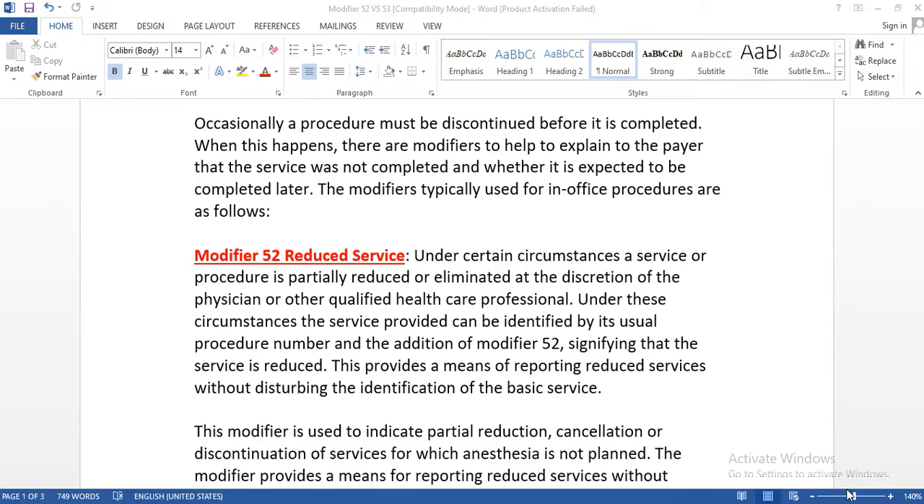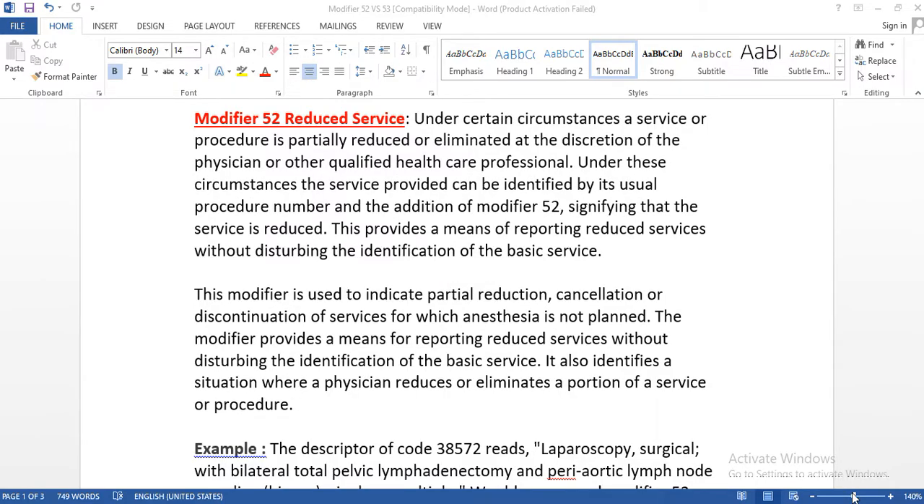The modifiers are typically used for in-office procedures, as follows. Basically, we will use these modifiers in in-office services only. So we will learn those modifiers now. First, the more common modifier is modifier 52, reduced service.